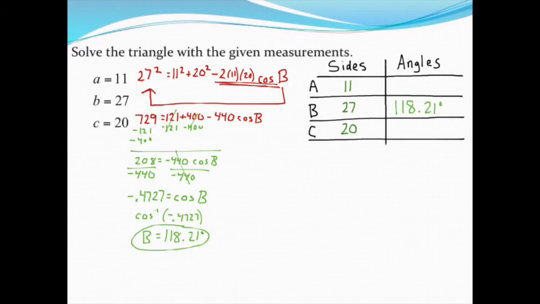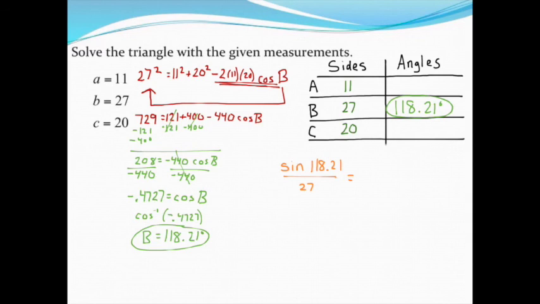Now, I could do law of cosines again. However, most people don't like to do that because law of cosines is a bit time consuming, and people prefer law of sines. Since I now have an angle-side pair, I can switch over and actually do law of sines to find my next missing angle. So sine of 118.21, that's sine of angle B, over side B, this is the way law of sines works, equals.